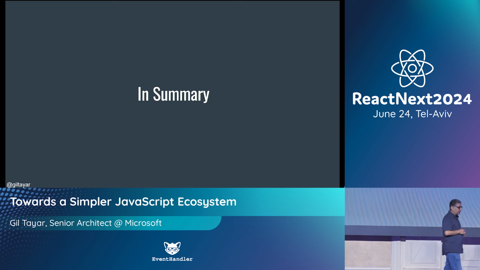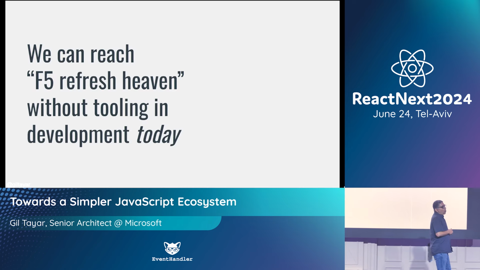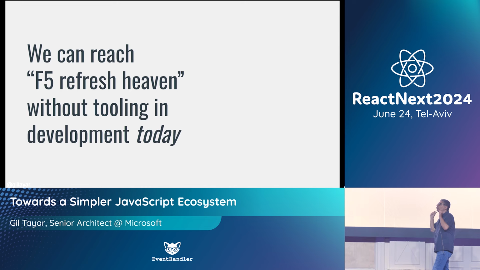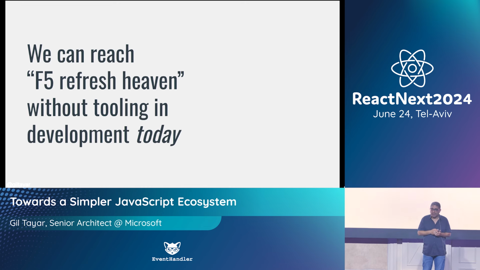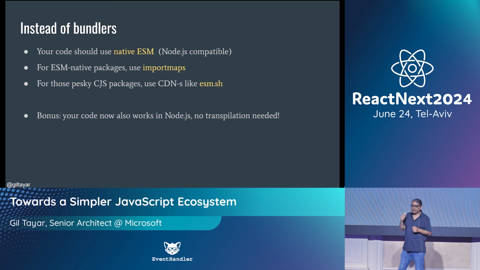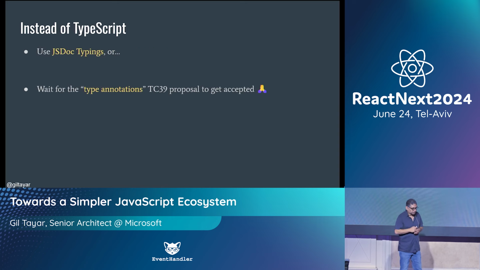So let's summarize. We can reach F5 refresh heaven without tooling and development today. It works. You can try it out with my GitHub repo. I tried it out in a company called Roundforce before I came to Microsoft. It really, really, really works. Instead of bundlers, we use native ESM, we use import maps, and if the packages are CommonJS, we use esm.sh for them, and no need for bundling.